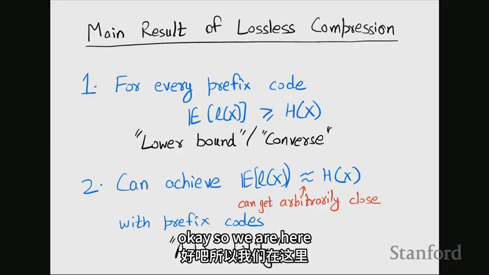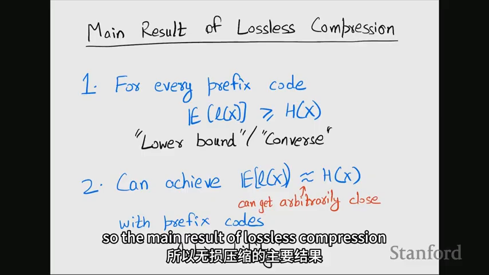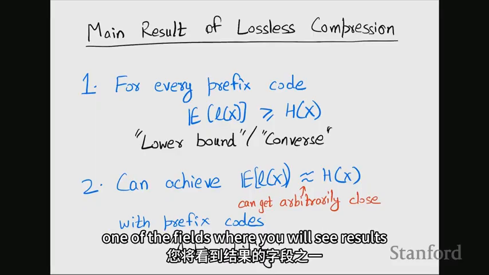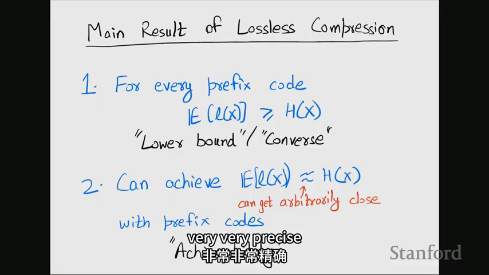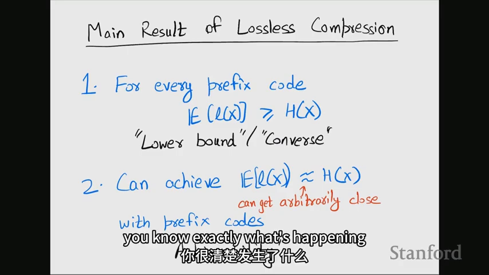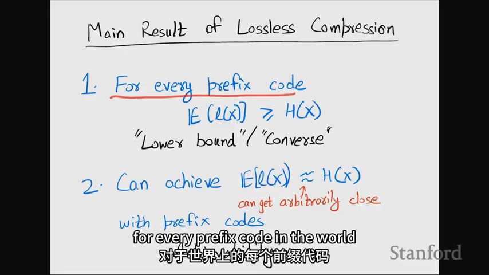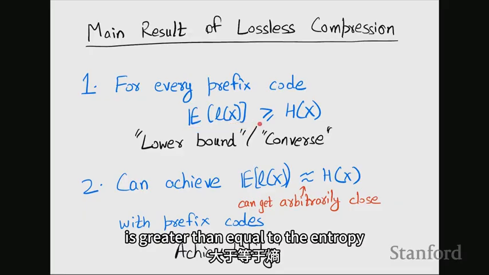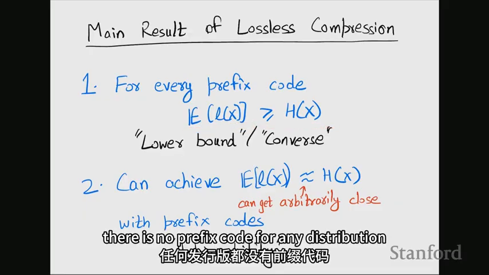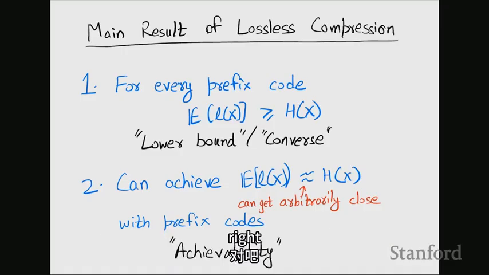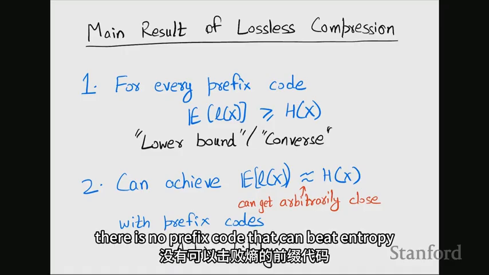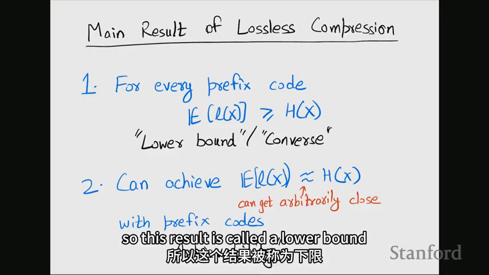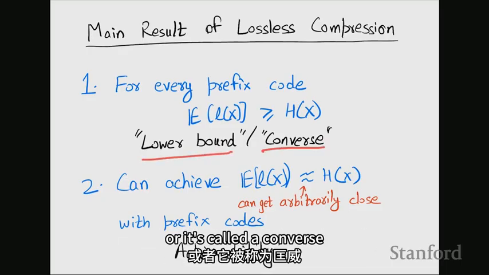Okay, so we are here. So the main result of lossless compression, right? Information theory is one of the fields where you will see results which are very, very precise. You know exactly what's happening. For every prefix code in the world, the expected length is greater than or equal to the entropy. There is no prefix code for any distribution that can beat entropy. You cannot go better than entropy. Entropy is the fundamental lower bound. So this result is called a lower bound, or it's called a converse.